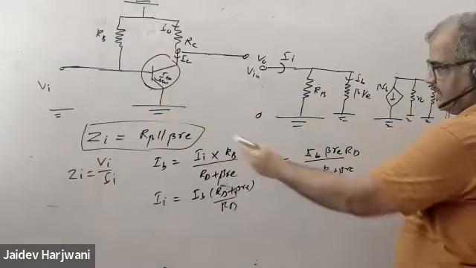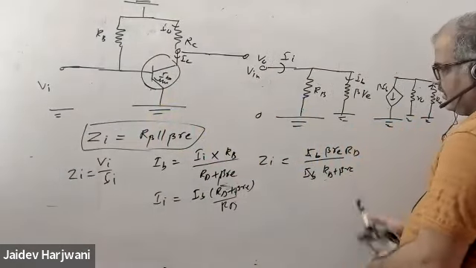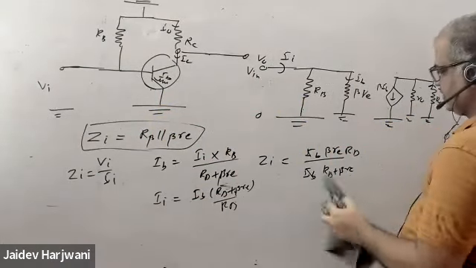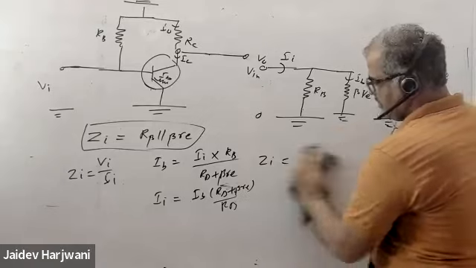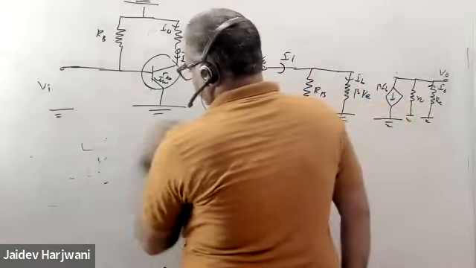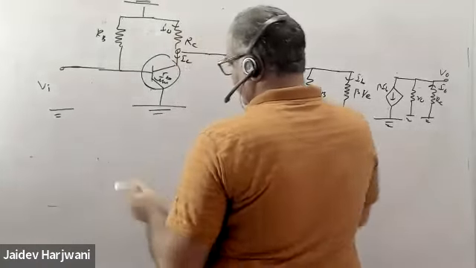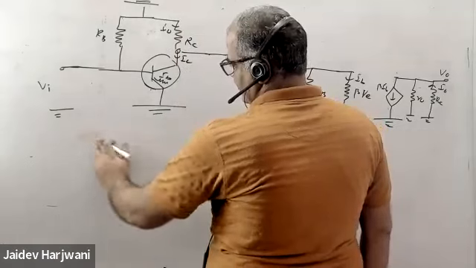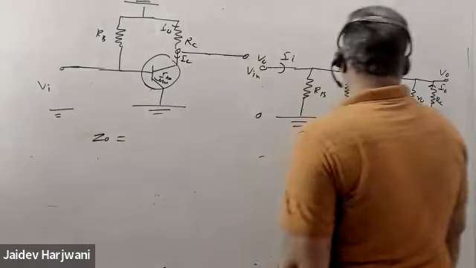This we had worked out yesterday. Similarly, we have calculated this one, V naught, the output impedance Z naught. So you want to calculate Z naught.